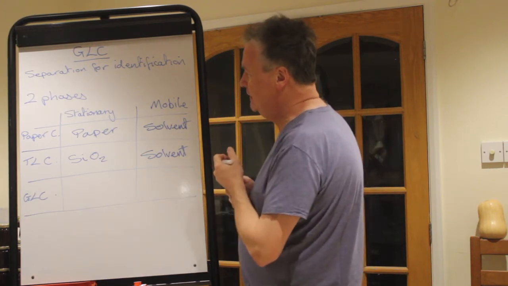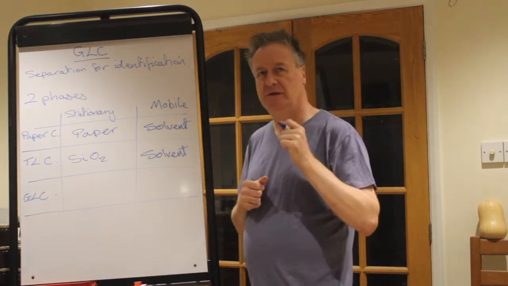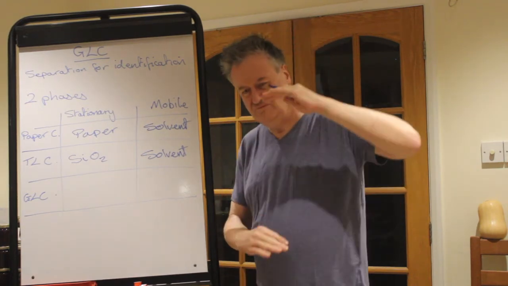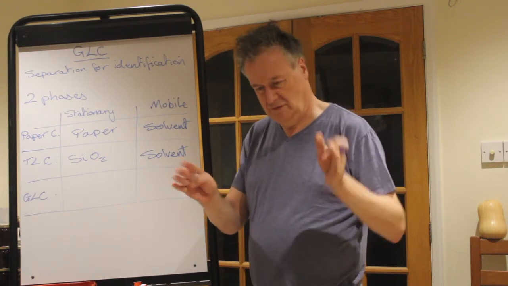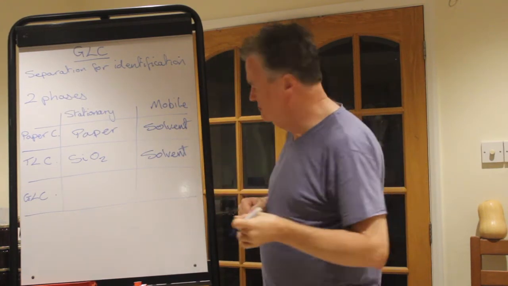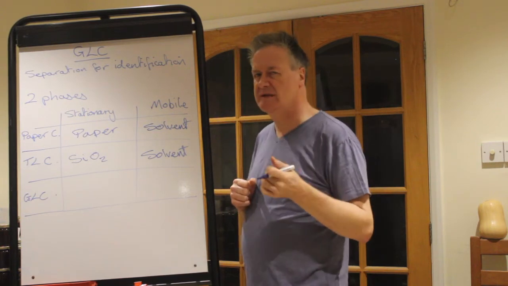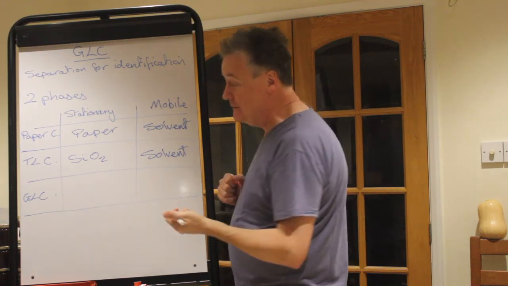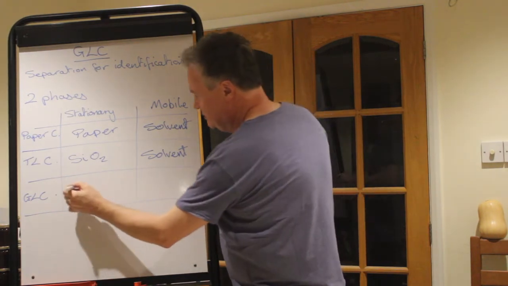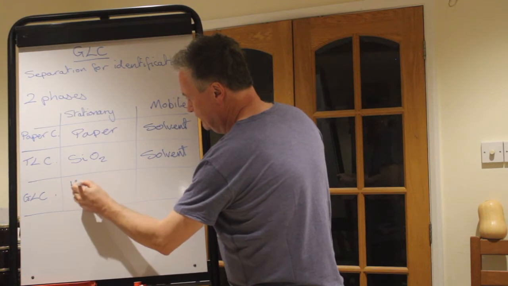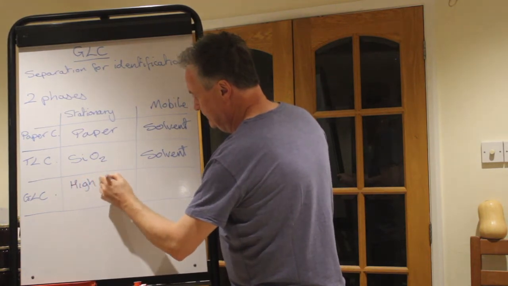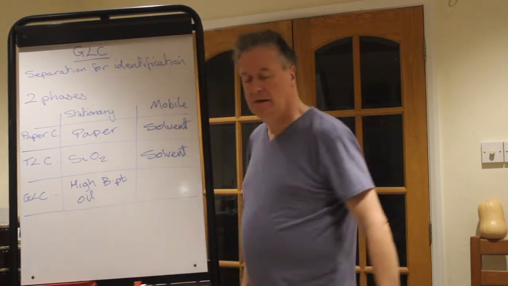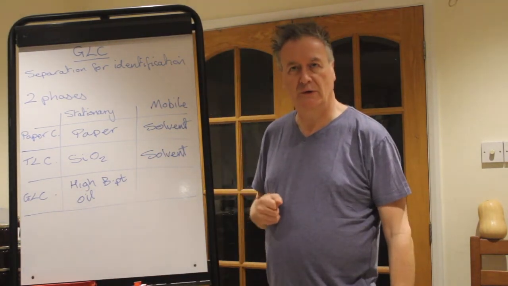Now, in GLC, which is not a massive machine, I mean the ones I've seen are sort of box-like, about so size. Not an enormous machine, it's not like a mass spectrometer, which is much bigger. And they have a stationary phase. The stationary phase is a high boiling point oil.